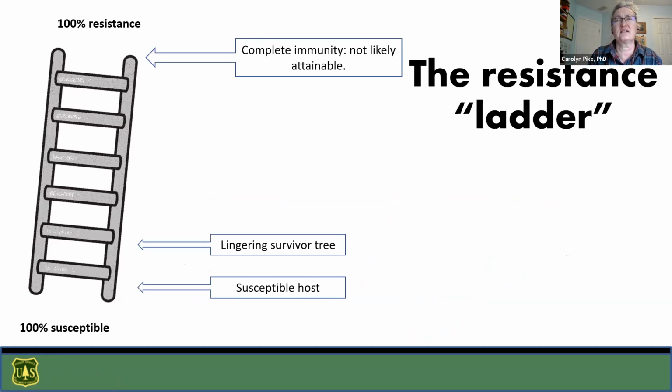So I think of resistance as a ladder. The bottom of the ladder is 100% susceptible. So your susceptible host, that ash that gets wiped away right away from EAB, is the bottom rung. The top rung might be Manchurian ash, something that has complete immunity. For all intents and purposes, it's just not a practical goal for us. You can't even imagine getting there for most of our taxa. That lingering tree, though, is going to be a little bit better than the host. So you've gone up a rung on the ladder.